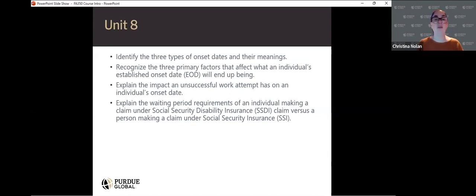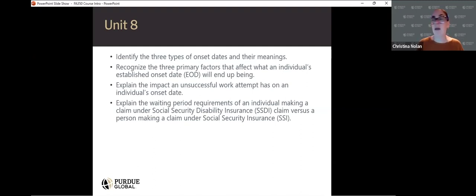Then we're going to look at 3 types of onset dates. Maybe we say, yeah, this person's disabled, but when did that start? If it's the SSA, when do we need to start paying? When did you file the application? When did you notice a disability? If you need back pay, when does that back pay start? We'll look at the different factors that will affect that EOD.